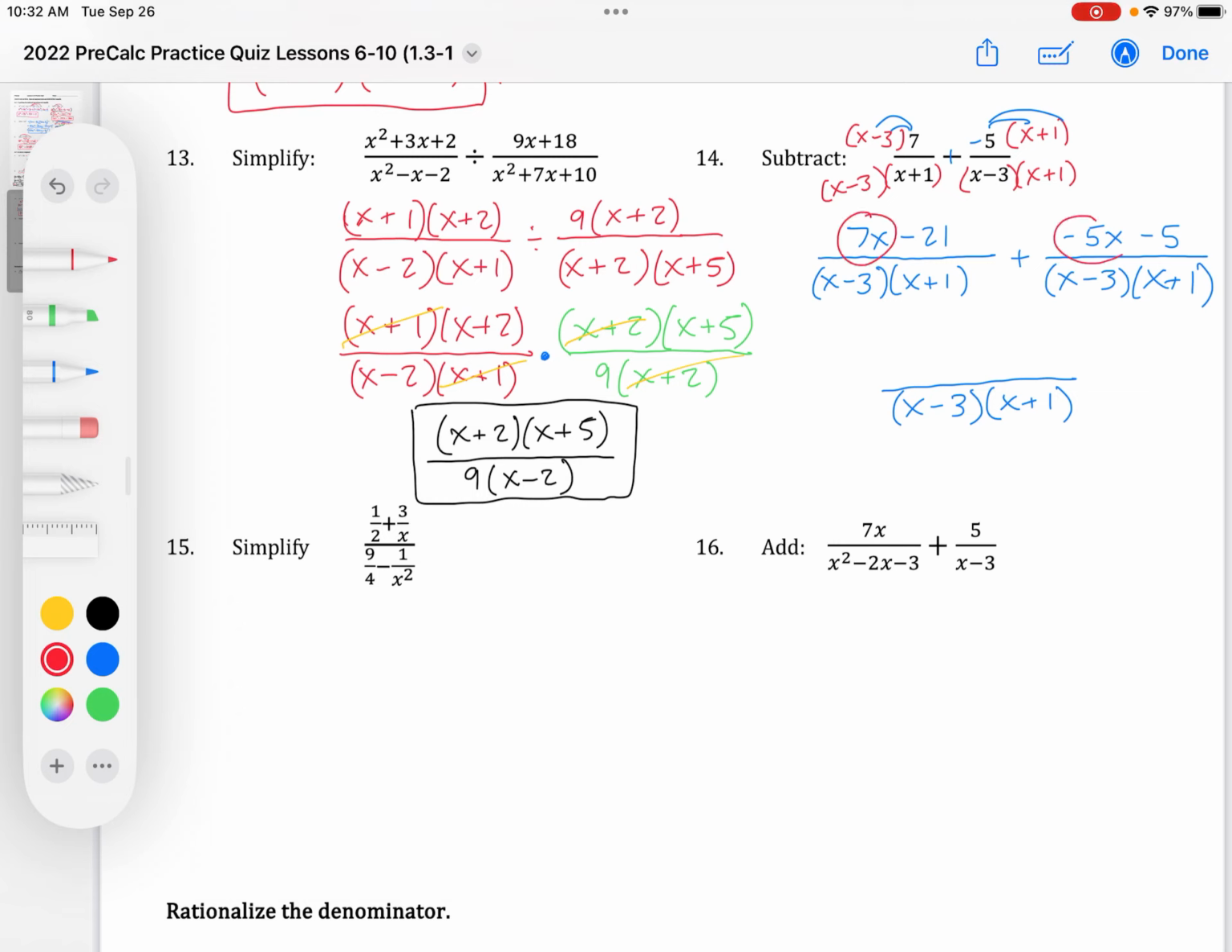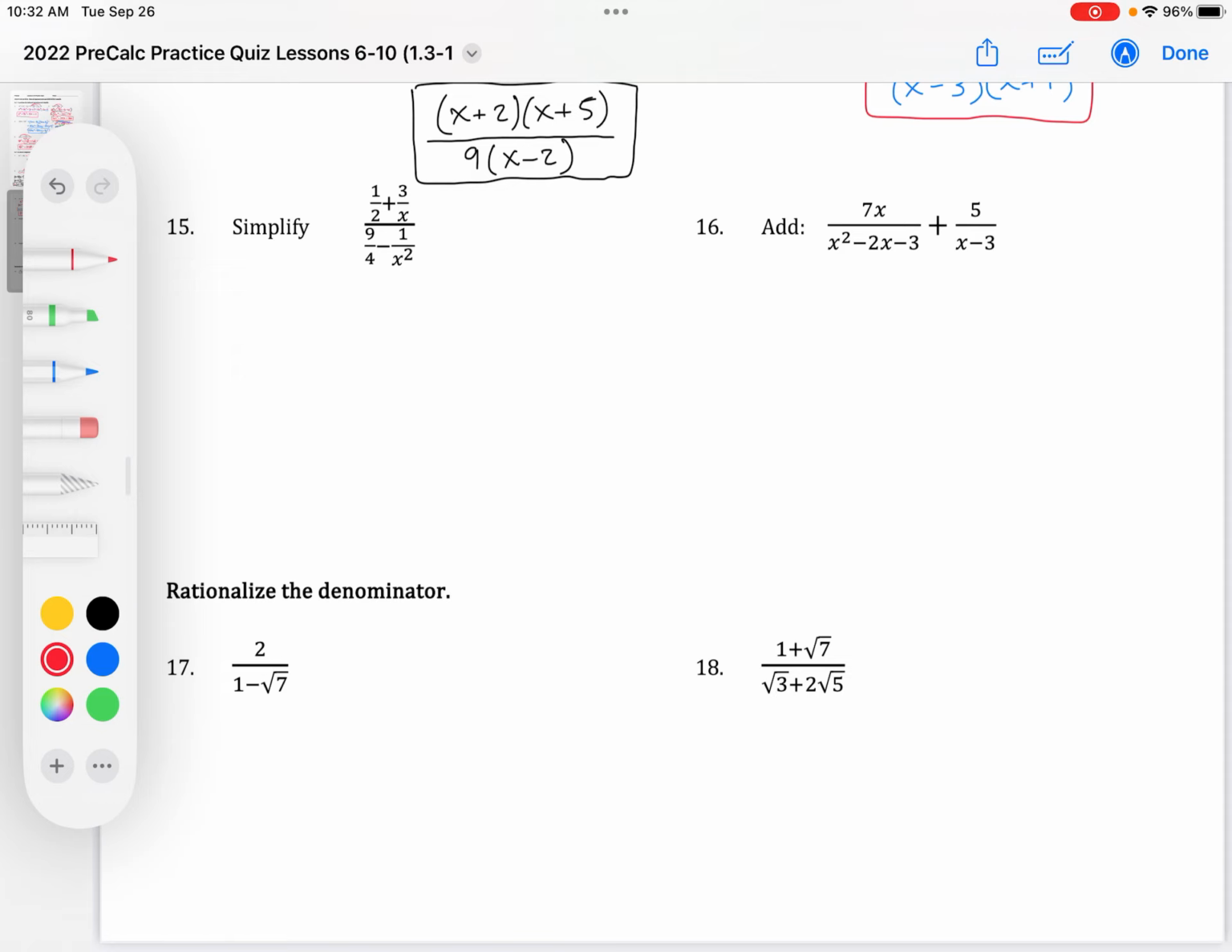So we have 7x plus negative 5x, which is 2x. And negative 21 plus negative 5 is minus 26. And I'm just going to leave my answer like that. If you want to factor 2 out of the top, you can. But it is not going to cancel anything, so let's just leave it.